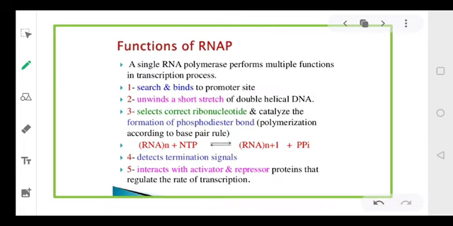Now the functions of RNA polymerase. This is RNA polymerase. It performs a lot of functions. First of all, it searches for and binds the promoter. Then it opens the double helical structure. Then it selects the ribonucleotide to be added; it checks which base has to be added. Then it also terminates the process. It will also interact with the activator and the repressor. So RNA polymerase is a very important enzyme in transcription. It identifies the promoter, the activator and repressor proteins, and helps in adding the bases in the elongation process.